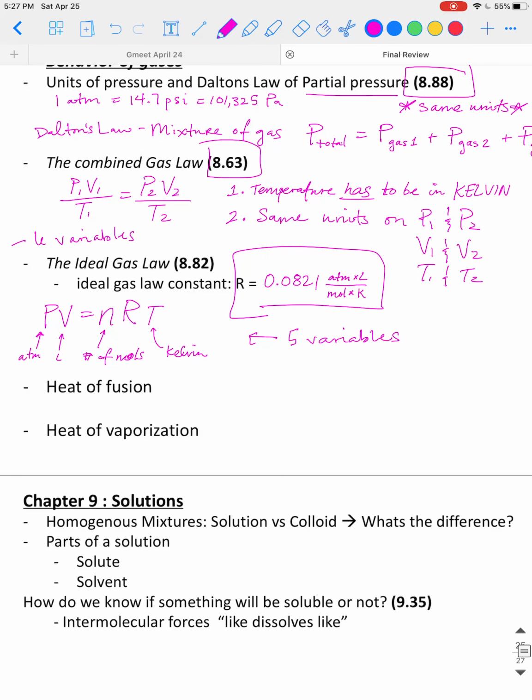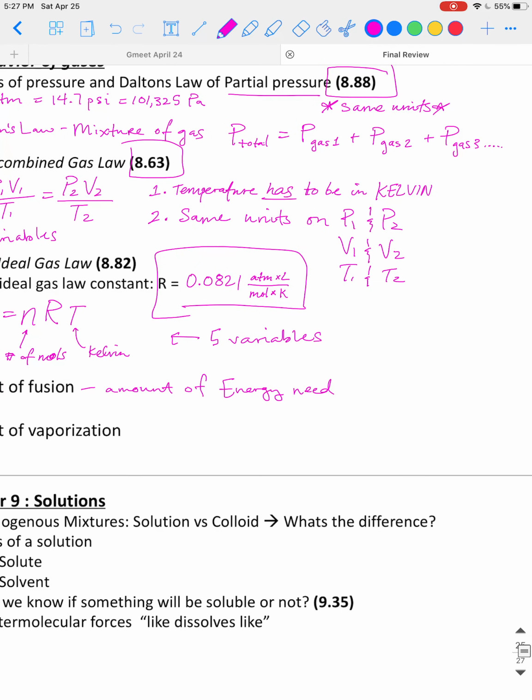All right, let's go on to the last 2 things from chapter 8. Heat of fusion and heat of vaporization. So these are 2 terms that you need to know. The heat of fusion is the amount of energy needed to completely, essentially completely melt something. So you're transitioning from a solid to a liquid.